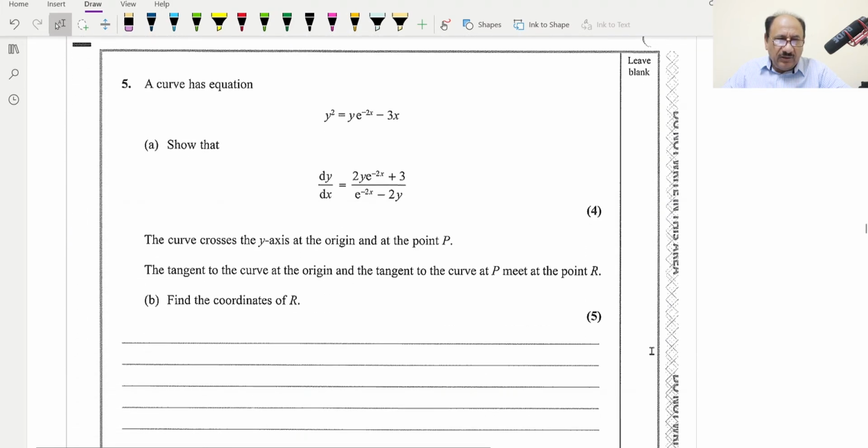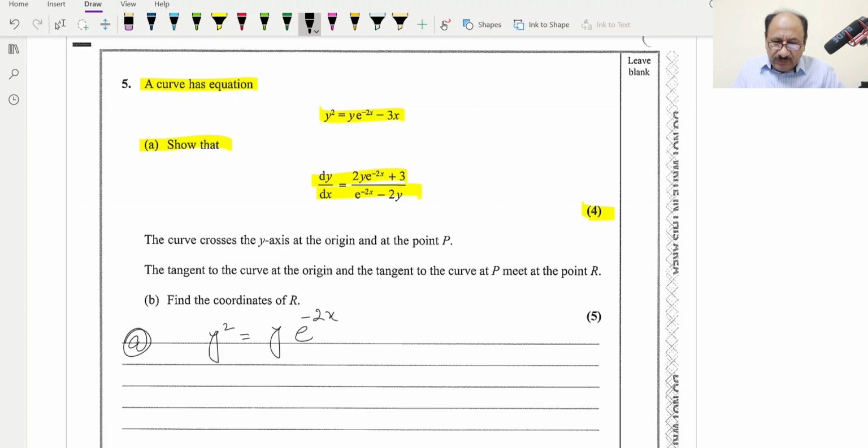Question number 5 says a curve has an equation. This is the equation of the curve. Show that the derivative is equal to this one. So simply we have to take the derivative. This will be a 4-mark question. So part a is simple. We can quickly take the derivative. The equation is y squared is equal to y e raised to minus 2x minus 3x. This is our question.